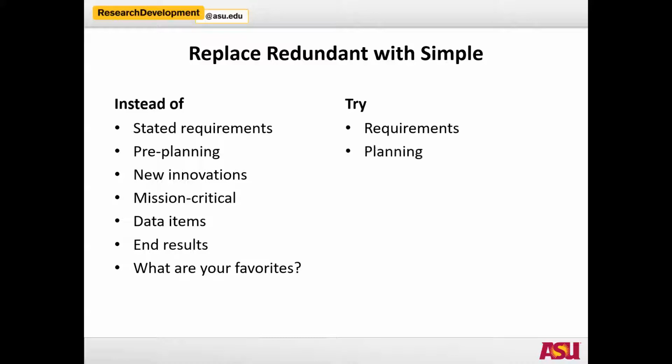So these are all words that you can replace with much simpler words. And so as you're writing, just write. But as you go back and edit what you've written, these are kinds of things to keep in mind, not only to make it shorter, like I said, but to make it clearer.